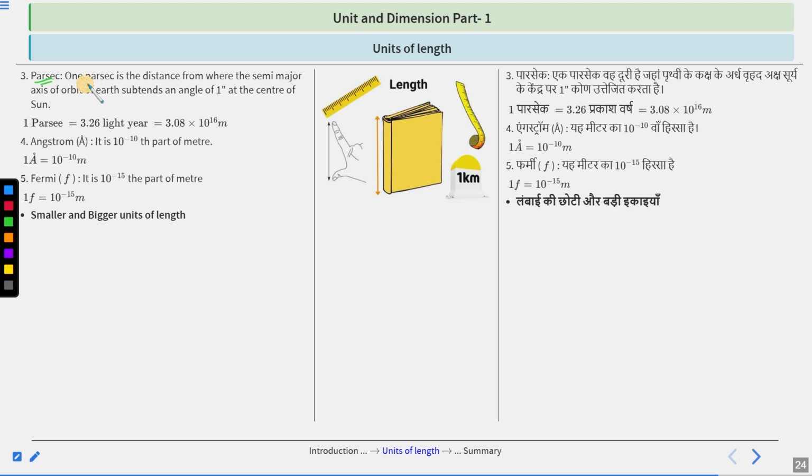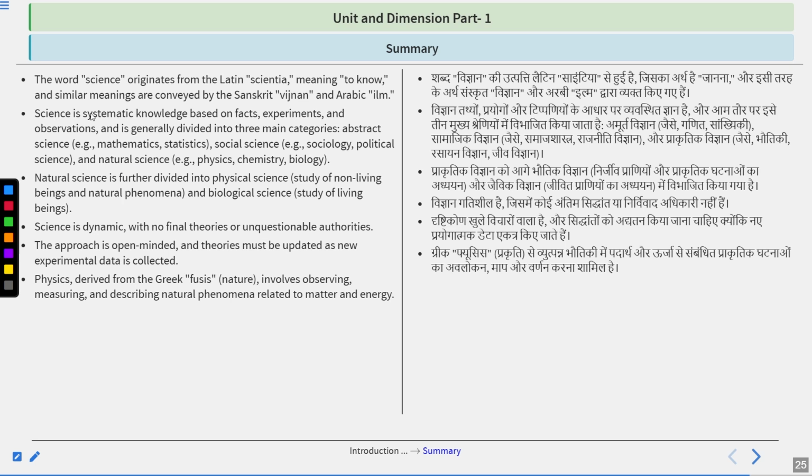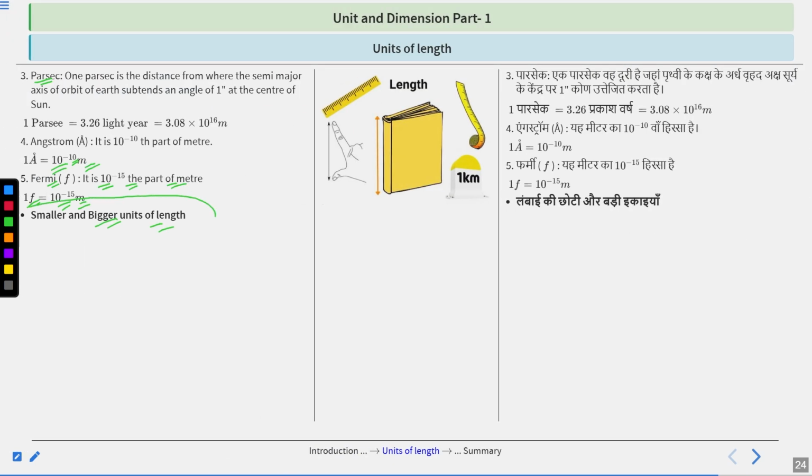Parsec. 1 parsec is the distance from where the semi-major axis of Earth's orbit subtends an angle of 1 arcsecond at the Sun. 1 parsec, 3.26 light years, is equal to 3.08 × 10^16 m. Angstrom is the 10^-10 part of a meter. 1 angstrom is equal to 10^-10 m. Fermi, F, is the 10^-15 part of a meter. 1 Fermi is 10^-15 m. These are the smaller and bigger units of length. Okay, this is what we have covered.